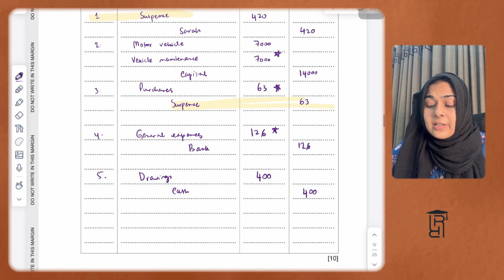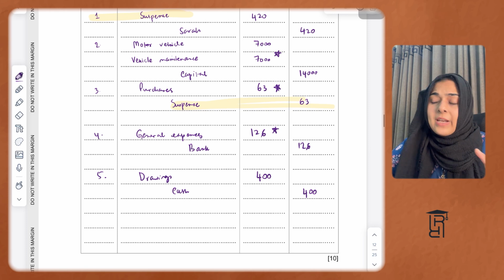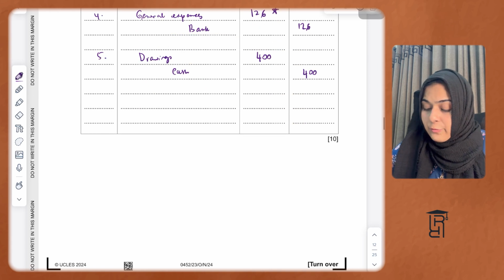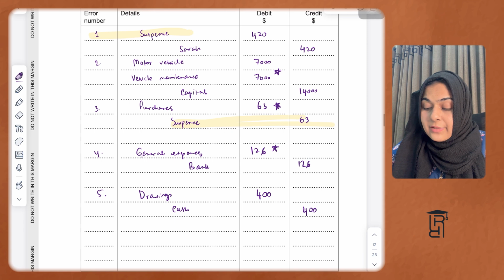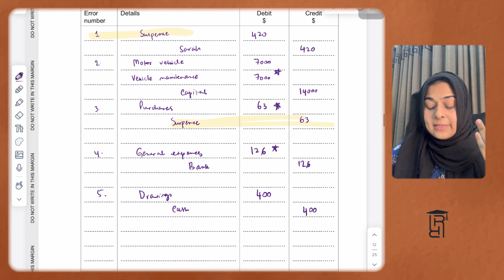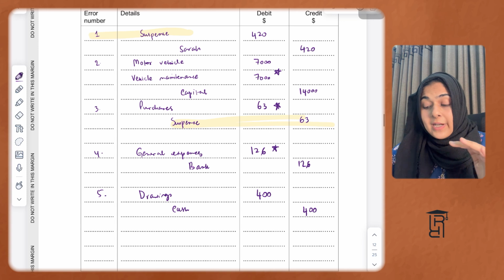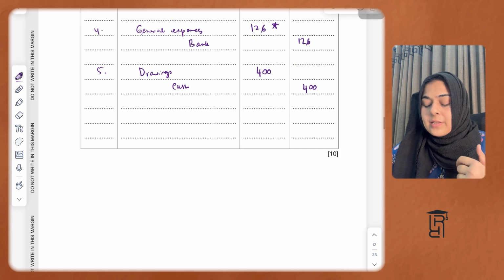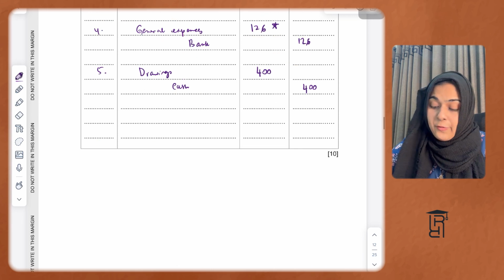For the rest of the errors, vehicle maintenance, I'm debiting. So whenever I'm debiting an expense, I'm increasing an expense. When an expense is increasing, your profit will decrease. So for error number 2, I'll write here profit will decrease. And for error number 3, again, purchases is being debited. When purchases is debited, purchases is increasing. Cost of sales will increase because of that, and gross profit will decrease because of that. So therefore, debiting purchases will decrease your profit. So error number 3, profit will decrease.